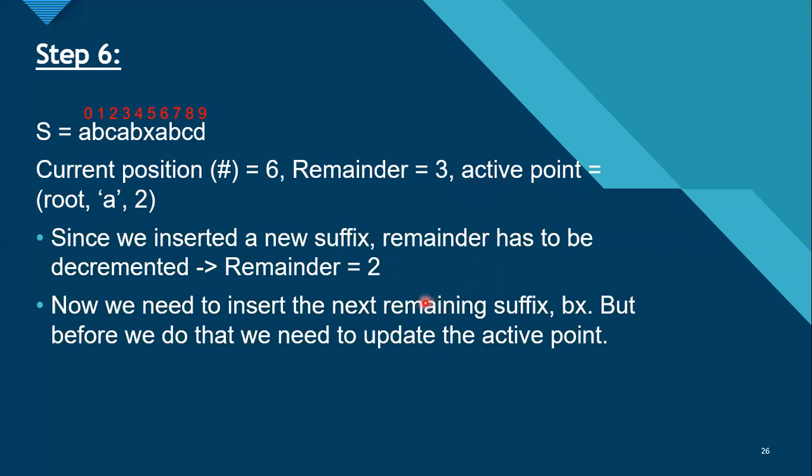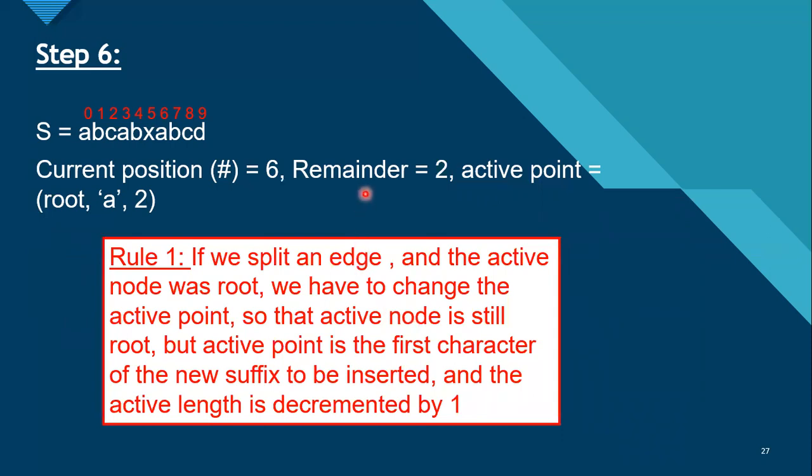But before we do that, we will need to update the active point. We will update the active point according to rule number 1. This rule tells us that if we split an edge, which we just did, and the active node was the root node, and yes, this is our case here, we have to change the active point so that the active node remains as the root node, but the active edge becomes the first character of the suffix that we are trying to insert in this current step, and the active length is decremented by 1.